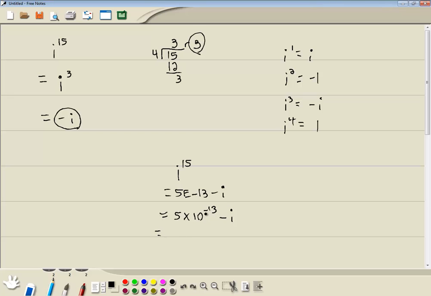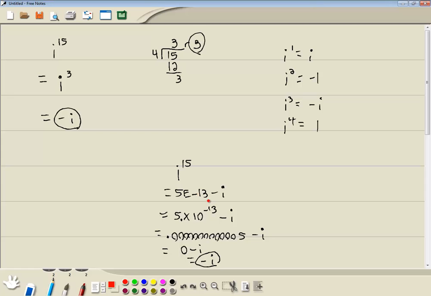Well, this means we move our decimal place, which if we were to put it there, it's after the 5. We move it 13 places to the left. So I'll have 1, 2, 3, 4, 5, 6, 7, 8, 9, 10, 11, 12, 5, minus i. And if I think about this rounding, this just rounds to 0. So that's 0 minus i, or -i.